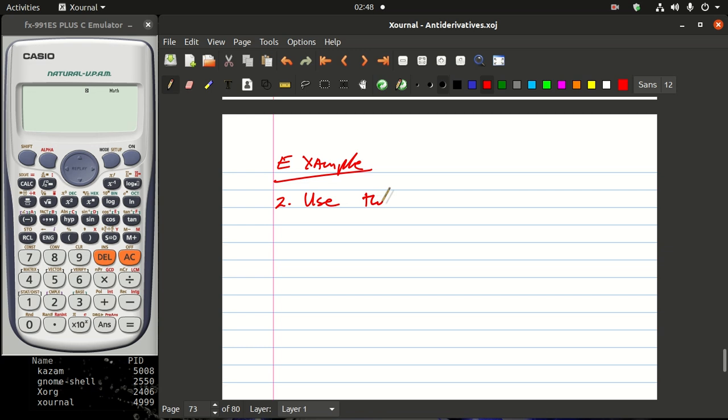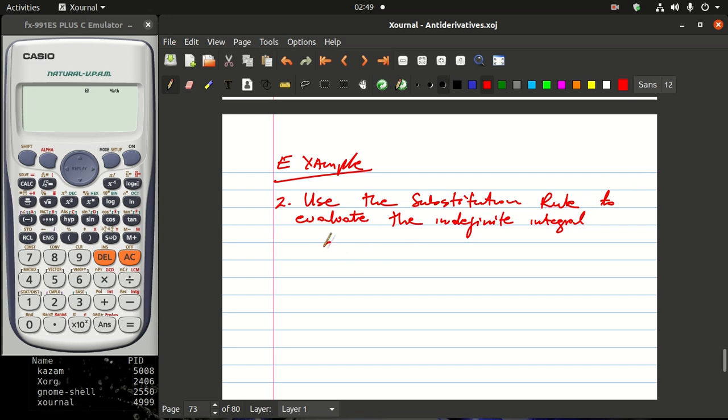Use the substitution rule to evaluate the indefinite integral. I have this, and then inside I have cot of x dx. So let's look at the solution to that.